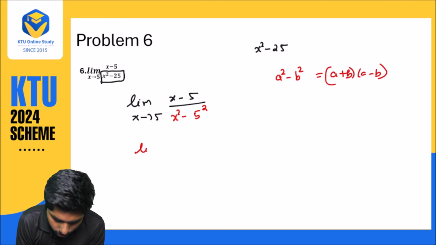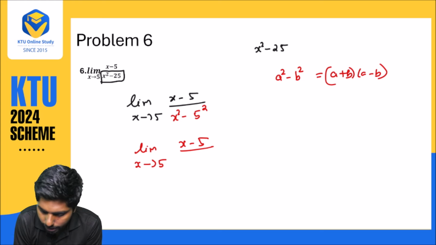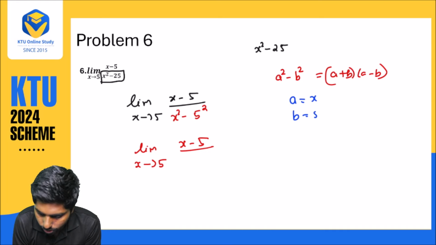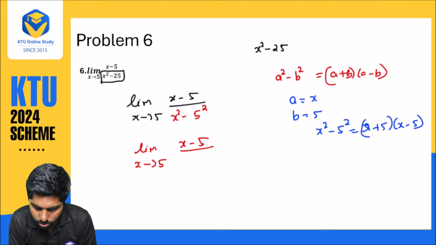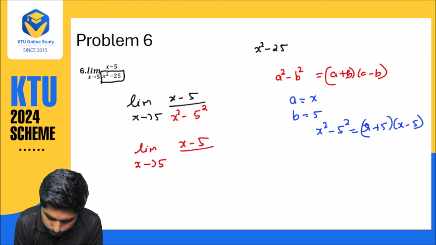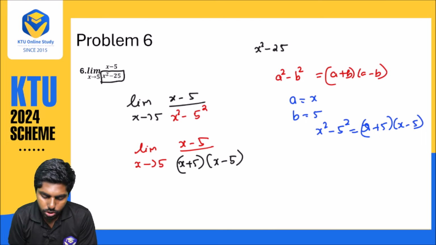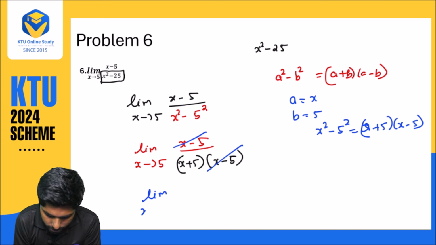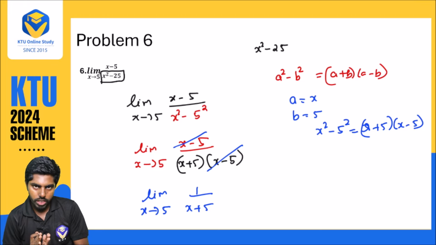So this one we can write limit x approaches to 5, x minus 5 divided by, this is nothing but a plus b, a minus b. Here what is a? a is equal to x and b is equal to 5. That is x square minus 5 square is equal to x plus 5 into x minus 5. So this is the formula coming. So here we can write x plus 5 into x minus 5. Now we can cancel x minus 5, x minus 5. So now what is left out? Limit x approaches to 5, 1 divided by x plus 5. So this is our required thing we are getting.